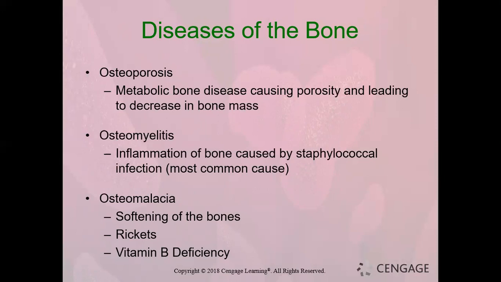Osteomyelitis is an inflammation of the bone caused by staph, and that's the most common cause according to the text. And then osteomalacia is just a softening of the bones. This can be due to rickets or a vitamin B deficiency.